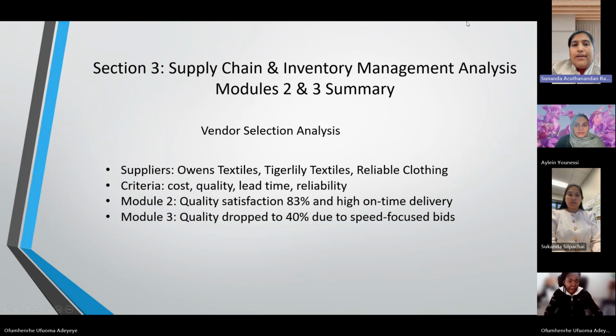Thank you. Next, in this section, we'll go through the supply chain and inventory management analysis for modules 2 and 3. We chose these suppliers because they were reliable and delivered on time for the products that were requested. We also looked into cost, quality, and lead time reliability with the suppliers.